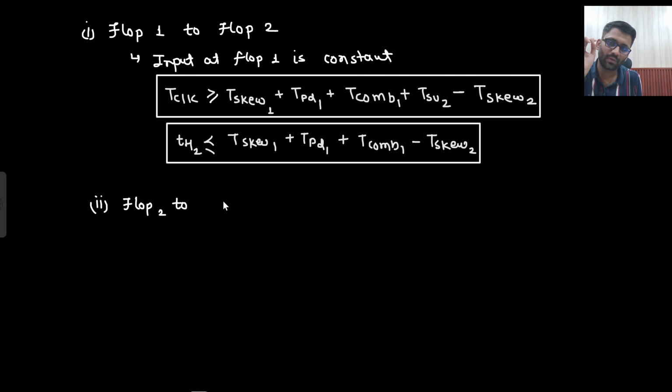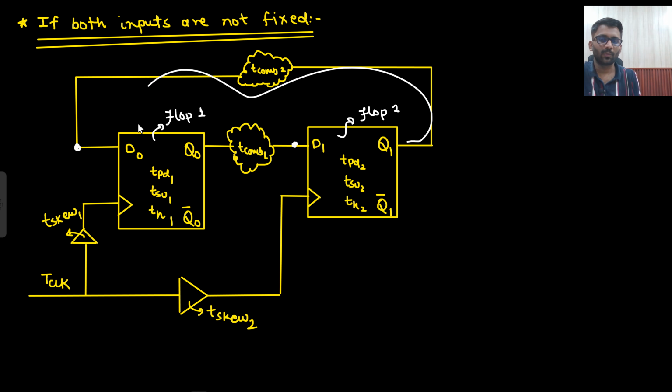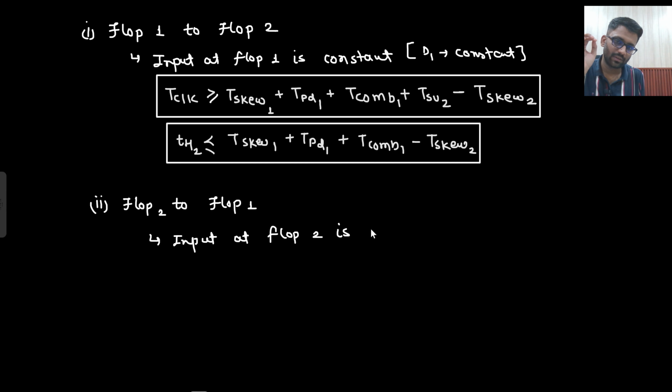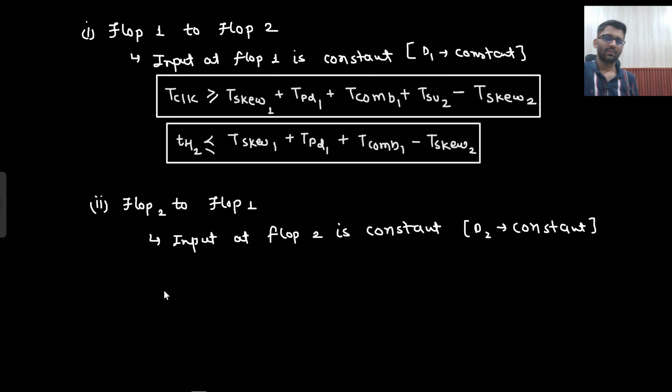So if I am going from flop 2 to flop 1, that means I will assume that this data is constant now. So data at input at flop 1 is constant, that means D1 is constant. Here I will assume that input at flop 2 is constant. That means D2 is constant. So how will I write it? T clock. Try writing it on your own.